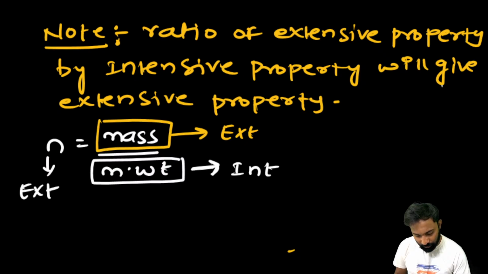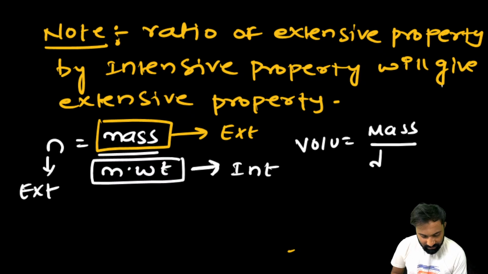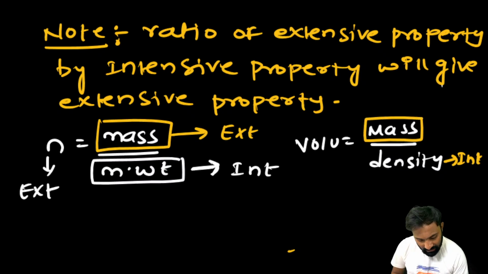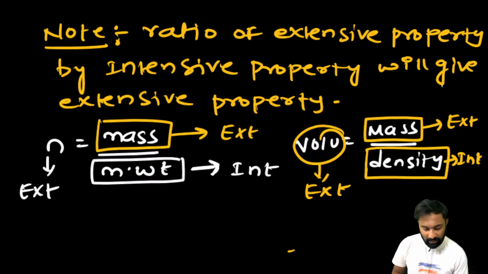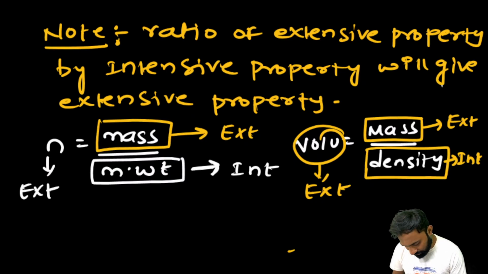Now, let's suppose volume. Volume is equal to mass by density. Clear? Now, mass by density. Density is also an intensive property, and mass is the extensive property. Clear? Now the ratio of extensive by intensive will give you which one? Extensive property. Clear, sir? How come density is an intensive property, sir? Now I will explain. Now listen.